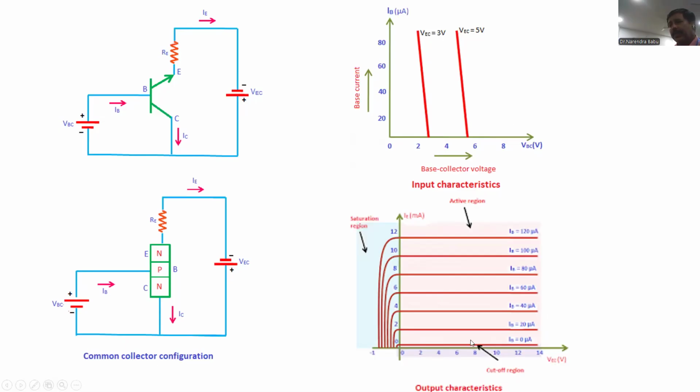At the same time, this is common for common emitter, common collector and common base configurations. Here the input current is held constant at 0, 20, 30, like that up to 120 microamperes, and has been studied. You can see a constant shift from the origin towards the maximum as you increase the input current. So the output characteristics are between VEC and IE. So this is what the output characteristics are.